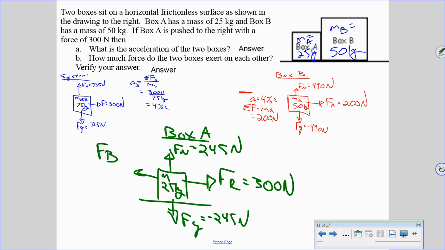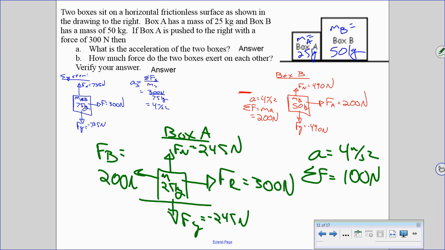Let's check it out. Let's find the net force on box A. I know the acceleration is 4 meters per second squared, so I can find the net force. The net force is going to be the mass, 25 kilograms, times the acceleration, 4 meters per second squared. That gives me 100 newtons. Now I have to figure out what the force of B was. Well, 300 newtons plus the force of B has got to equal 100, because that's our net force. So what does the force of B have to be? Sort of 200, but more specifically, negative 200. Equal and opposite. Both the force of A pushing B and the force of B pushing A are 200. Just one of them is negative because it's in the opposite direction.